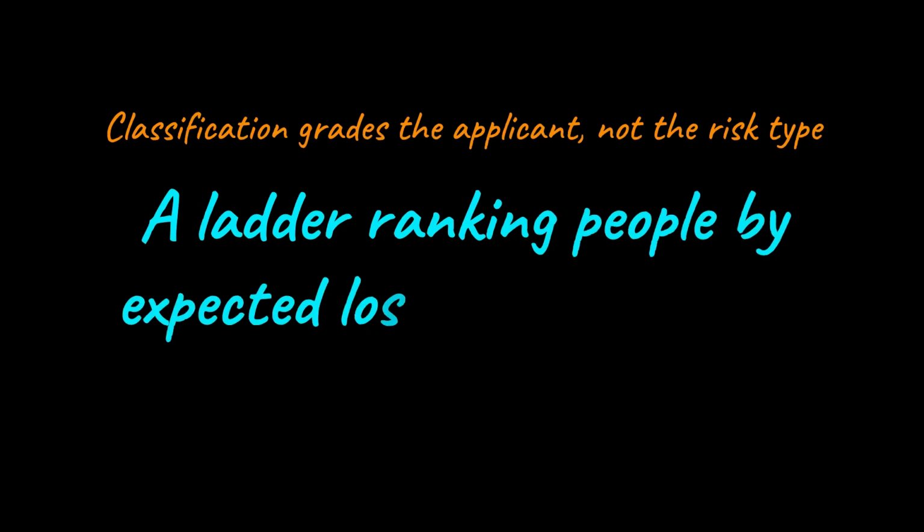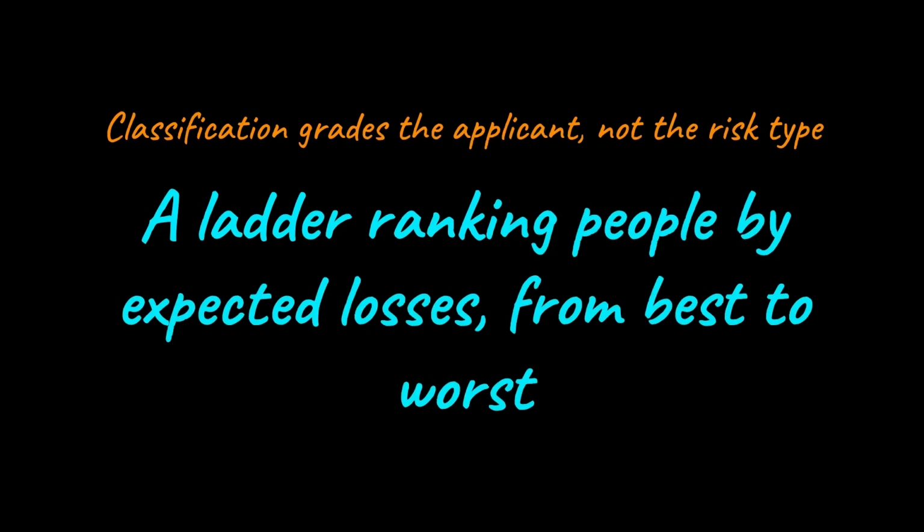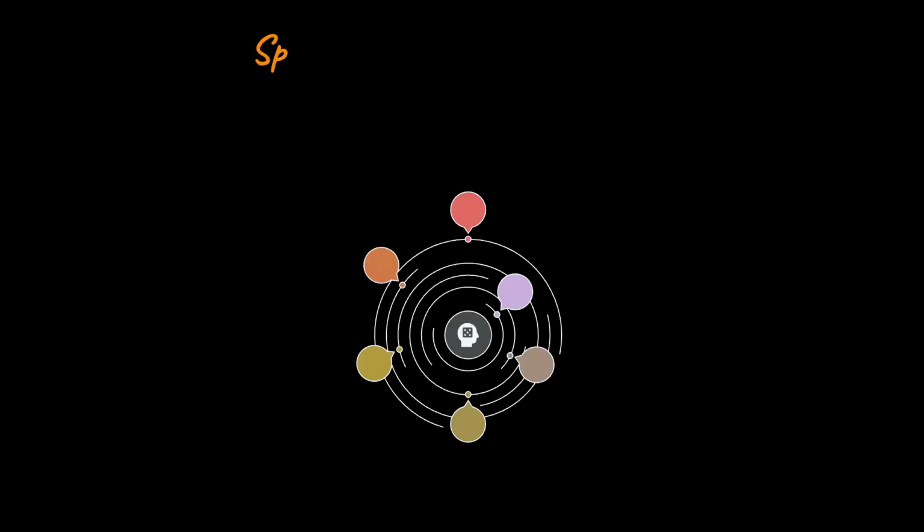Each rung on this ladder reflects a judgment about how an applicant's expected losses compare to the pool's average. Substandard doesn't mean uninsurable, it means insurable at a fair price. Declined is the true endpoint, reserved for risk no premium can offset.